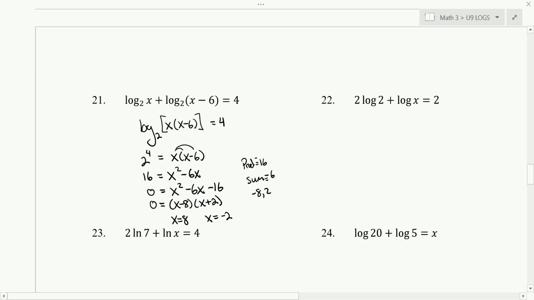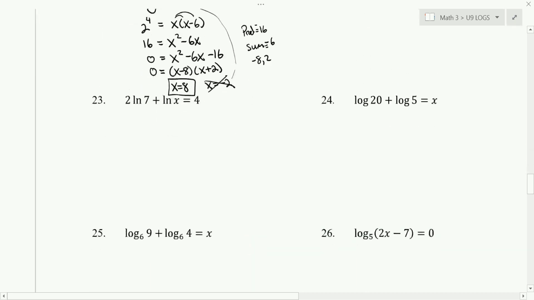We need to make sure these are acceptable values. If we plug x equals negative 2 back into the log base 2 of x, we'll be violating the domain, and so we have to throw that out. If we plug in x equals 8 into either of the logs, it works out fine. So we keep the x equals 8.